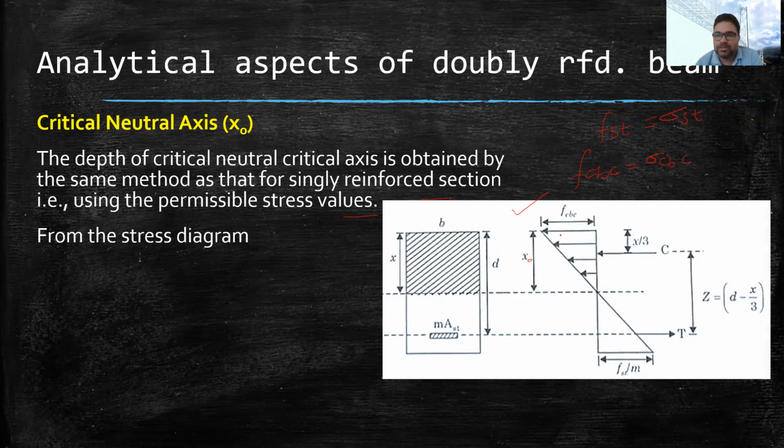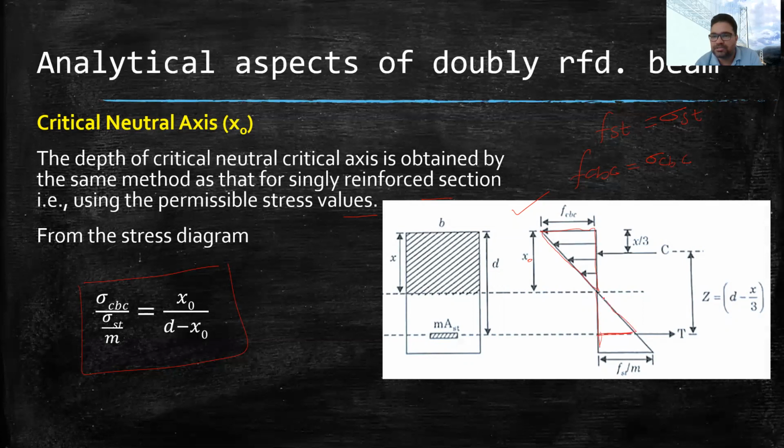Now, using the similar triangle property, using this ratio, I hope you are familiar with this formula. This triangle is similar to this triangle. This fst value is actually this one, and this fst by m is showing this. So by using the similar triangle property, we get this expression: sigma cbc upon this value will be equal to this value upon this value. So the same phenomenon we have used here. This is x naught, and this will be d minus x naught.